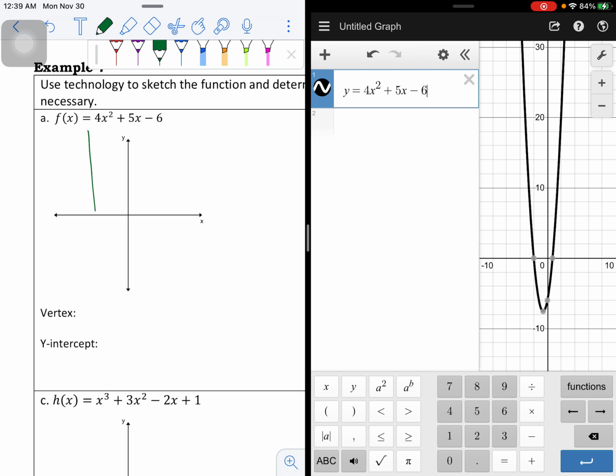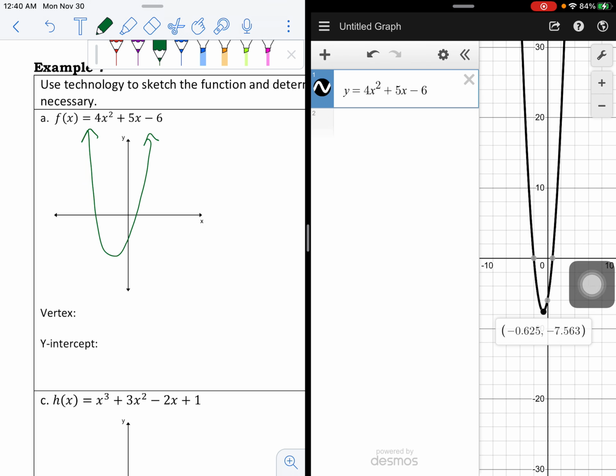A sketch is just that. It's nothing perfect. It just gives us the right idea of what the graph looks like. I'm supposed to find the vertex and I'm supposed to find the y-intercept. Now, the nice thing about Desmos is you can just see these little gray dots here. These little gray dots are some key characteristics. For our vertex, we want to hit the absolute lowest point there.